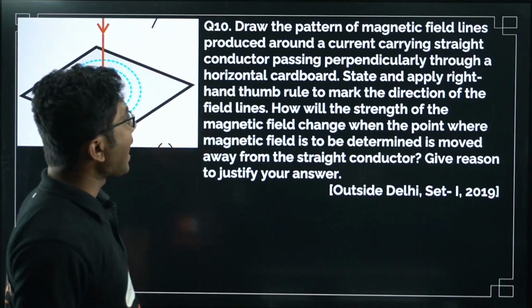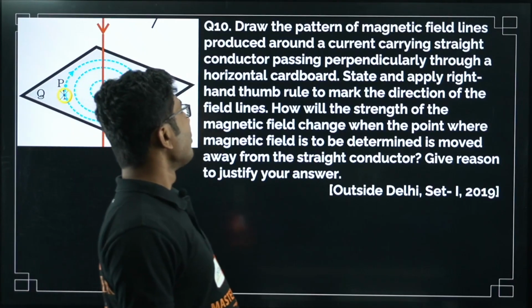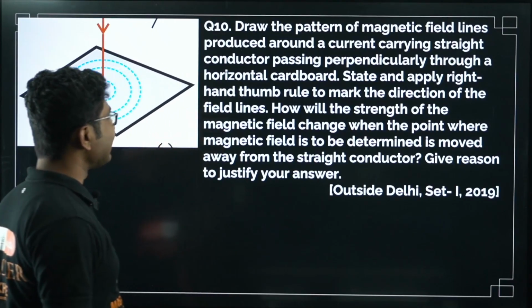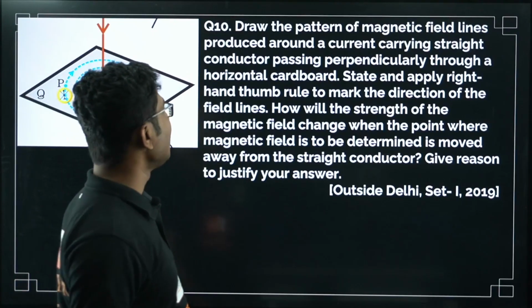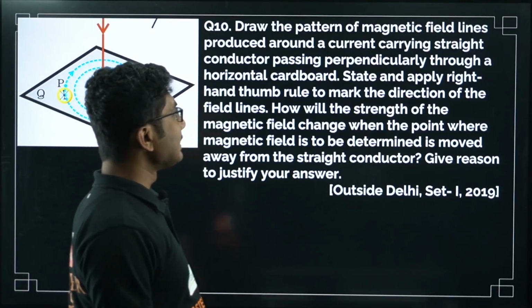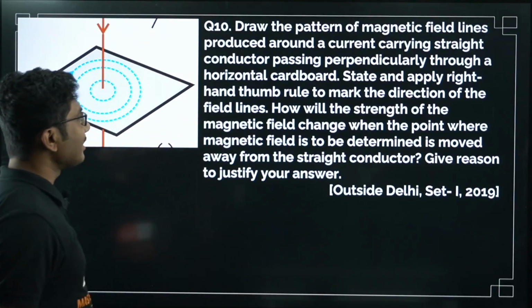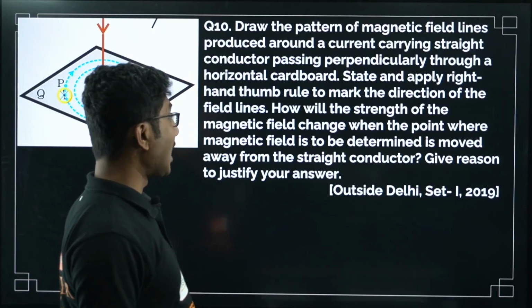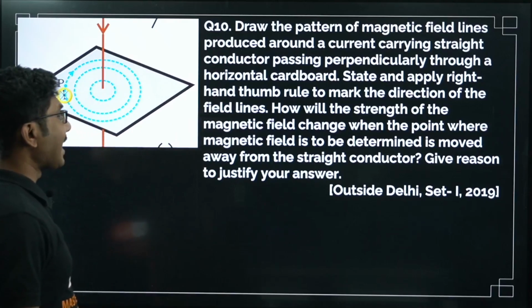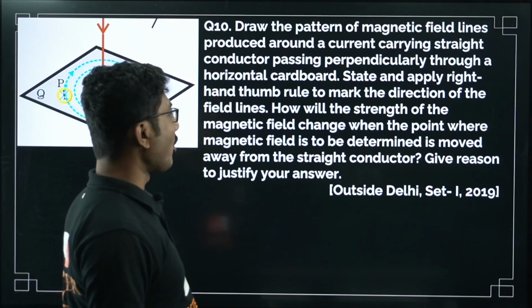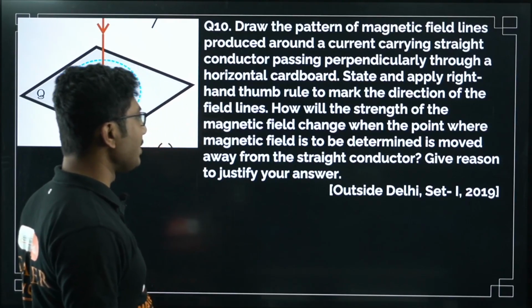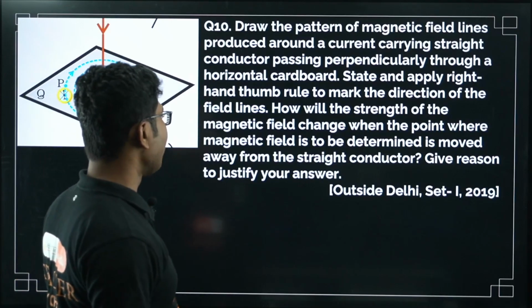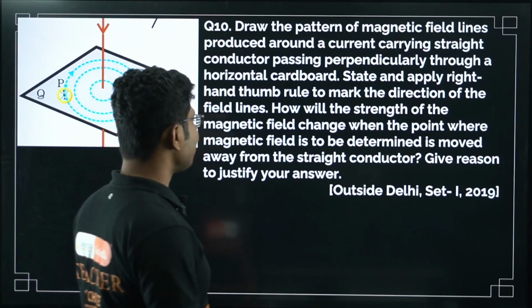Now, draw a pattern of magnetic field lines produced around a current carrying straight conductor passing perpendicularly through a horizontal cardboard. State and apply the right hand thumb rule to mark the direction of the field lines. How will the strength of the magnetic field change when the point where the magnetic field is to be determined is moved away from the straight conductor? Give reasons to justify your answer.